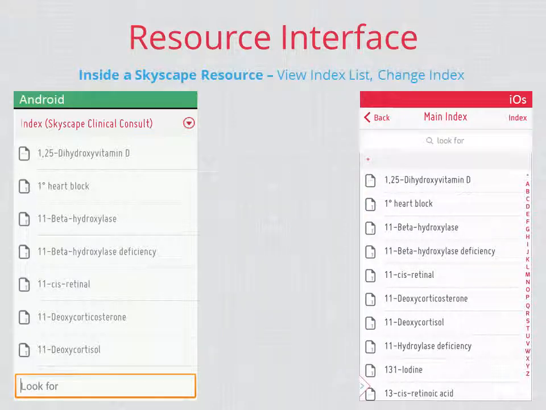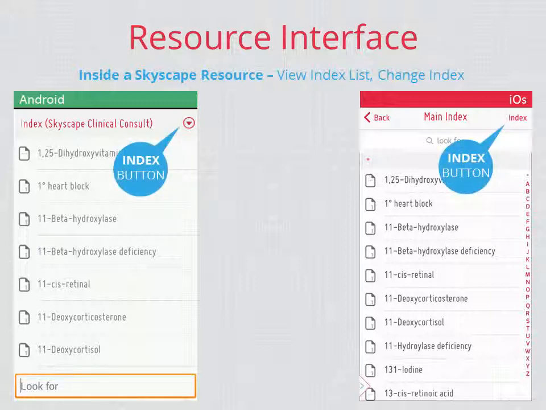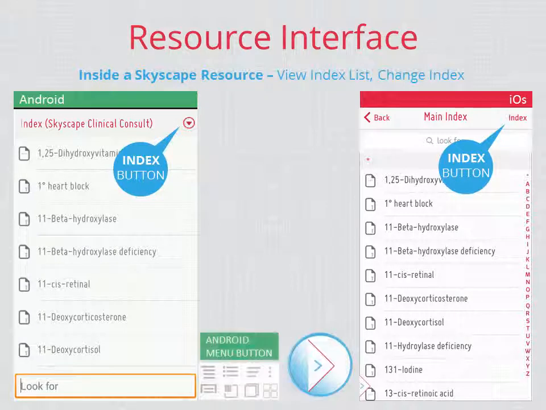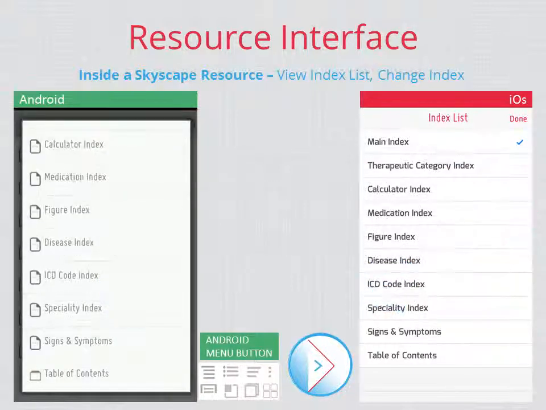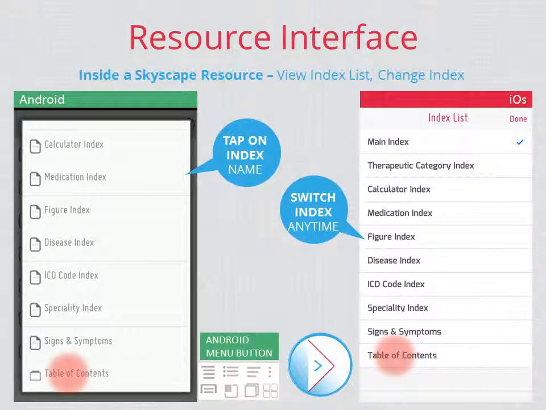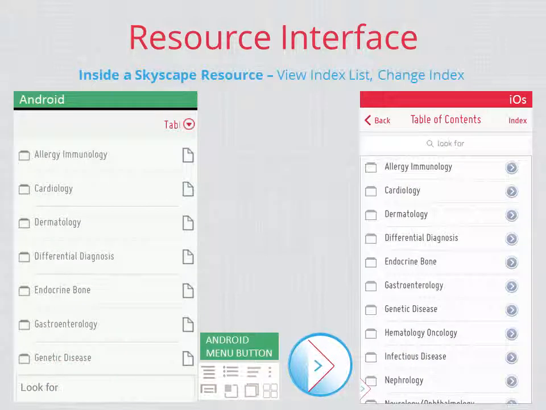Each resource has an index list. The index list can be accessed at any time by tapping on the index button. The index button is located in the top right of the screen, or you can access the index below from the Skyscape menu. Let's go ahead and choose the table of contents from the index list and take a look at what the table of contents looks like. Remember, each resource has their own unique index list.